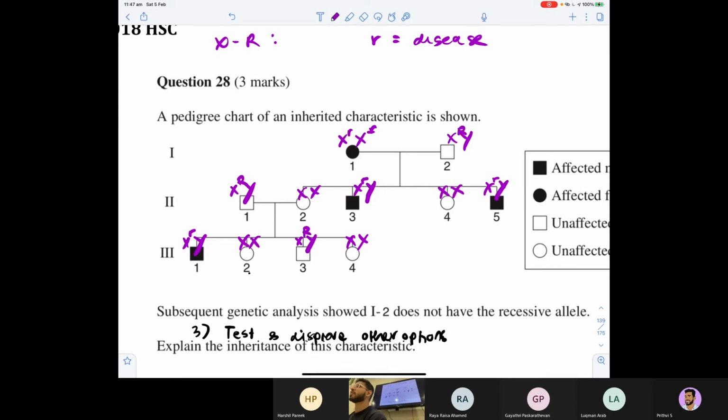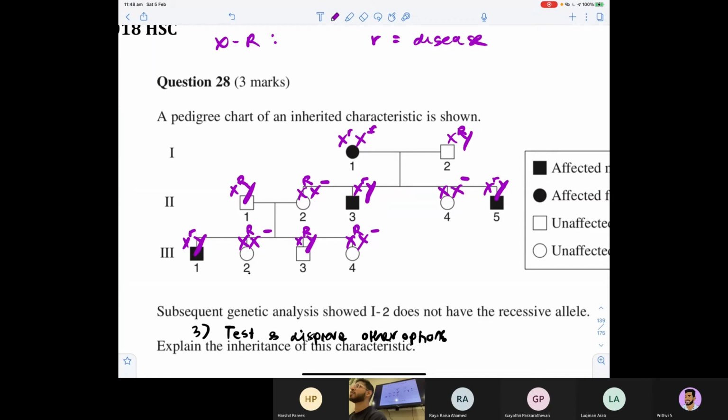What about unaffected females? What must they have? Yeah, so at least one capital R. We don't know what the other allele is. It could be a recessive allele that's being masked by that dominant allele. So I'm done. Now, where's the issue?